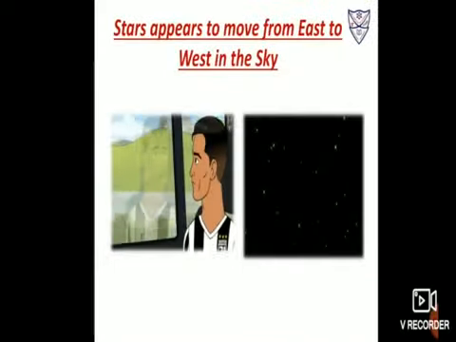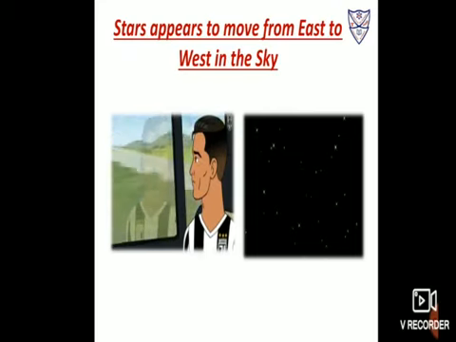Now students, let us discuss why stars appear to move from east to west in the sky. Now in this, when we sit in a train, what we see is that nearby trees and buildings appear to move in the backward direction. Actually, the trees and buildings do not move. It is the train that moves ahead.